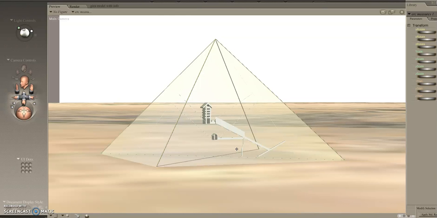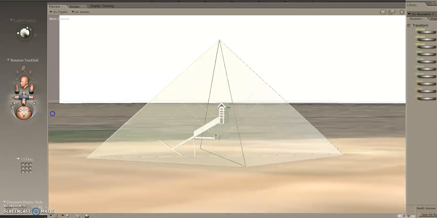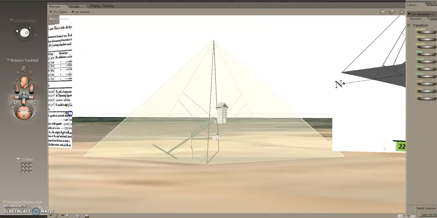Each corner, each side of a pyramid has a very consistent meaning to it. And what I mean by that is geometric. One corner is ratio, one corner is meter, one corner is astronomy, and one corner is geometry. And that's the corner we'll be looking at now, and that's the northwestern corner.